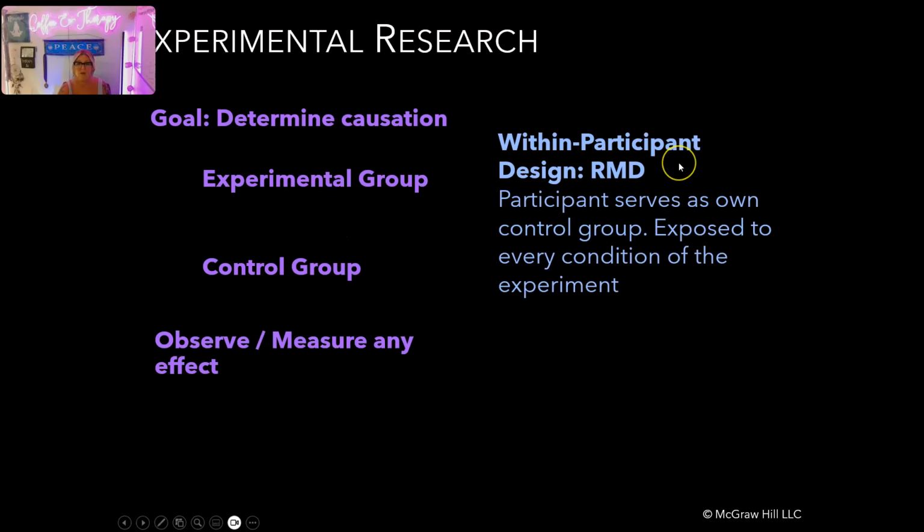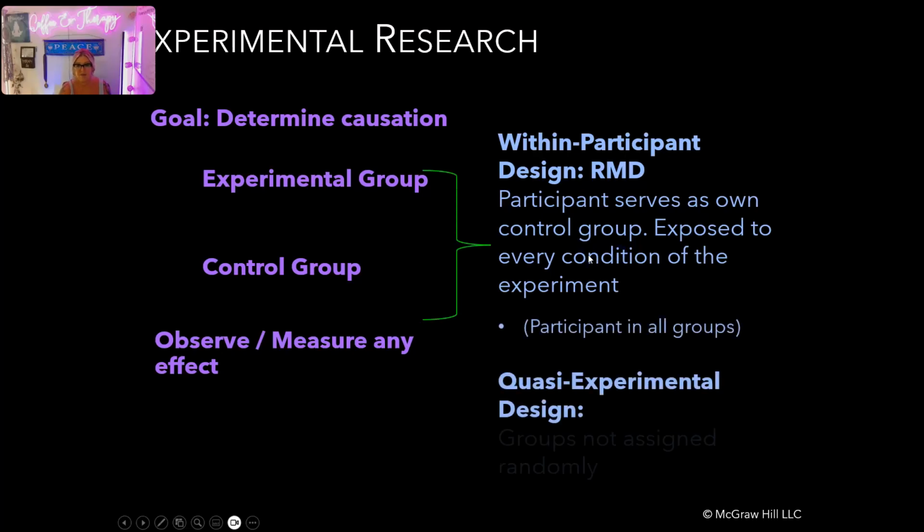All right, in the experimental group, we have what's called an RMD participant. The within-participant design is the RMD, the repeated measures design. Sorry, I tripped that up. The participant serves as their own control group, so they are exposed to every condition of the experiment. I should have put all this out first. A quasi-experimental design has groups not assigned randomly. You can just pause and look at this.